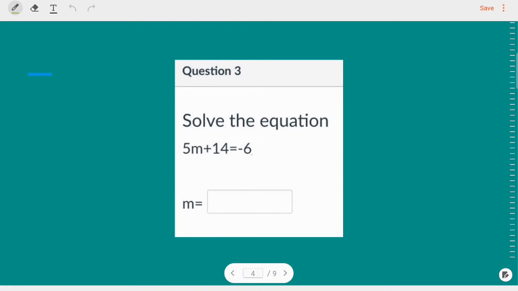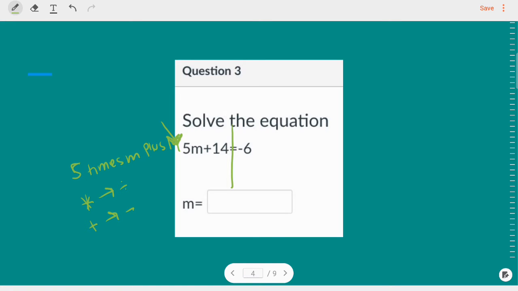Solve this equation. So again, I'm going to draw my line. I'm going to identify my side with my variable on it, and I'm going to identify the operations. This means 5 times m plus 14. So what operations do I have going on? I've got multiplication, and I also have addition. How am I going to undo those? Multiplication, I'm going to undo with division. Addition, I'm going to undo with subtraction.